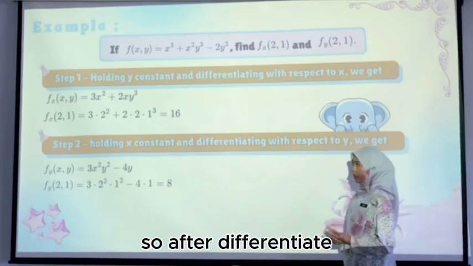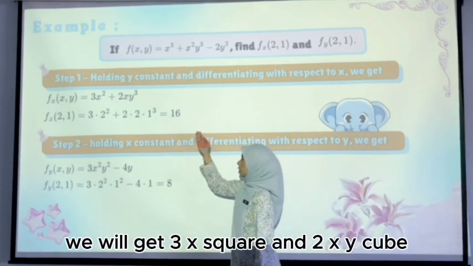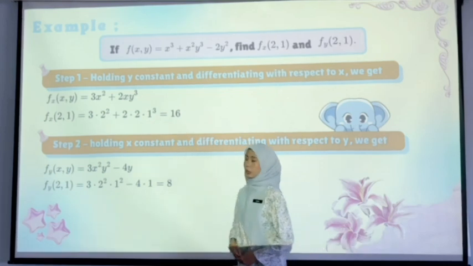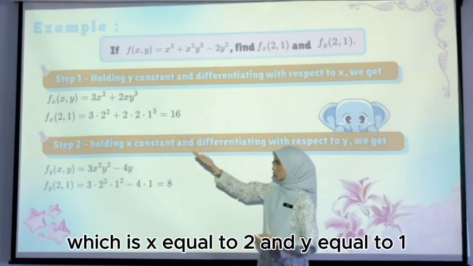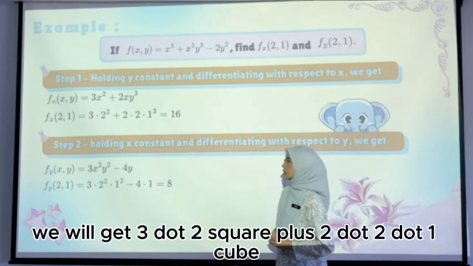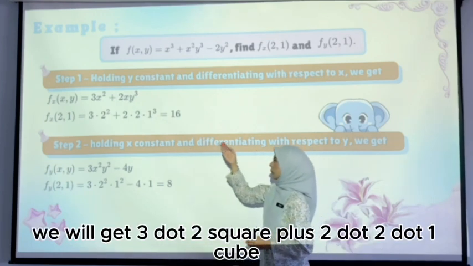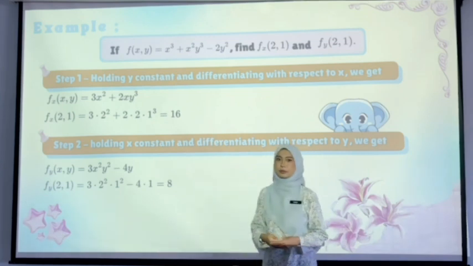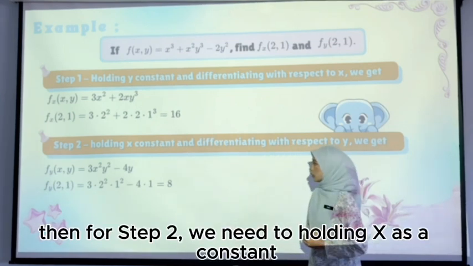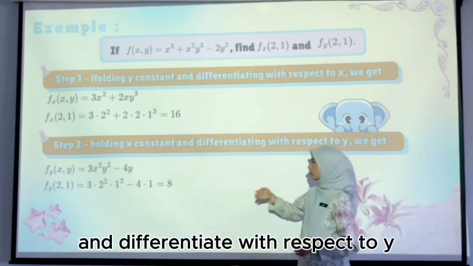So, after differentiating, we will get 3x squared and 2xy cubed. Okay, then we need to substitute the values x equals 2 and y equals 1. We will get 3 times 2 squared plus 2 times 2 times 1 cubed. We will get 16.